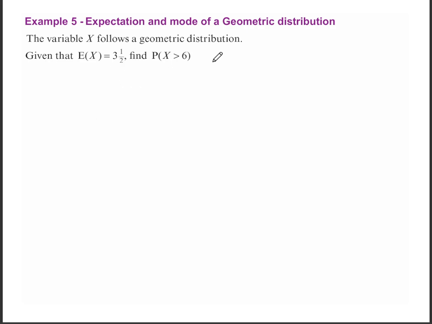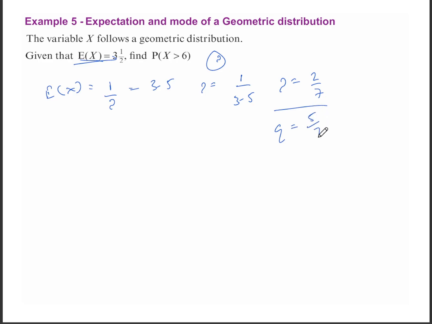For that, firstly, we need the value of p. And how do we find the value of p? From the expectation, because expectation is equal to 1 over p, which is equal to 3.5. Therefore, p will just equal 1 over 3.5. Therefore, p will just be 2 over 7. That's the probability of success, and as a result, the probability of failure will be 5 over 7.